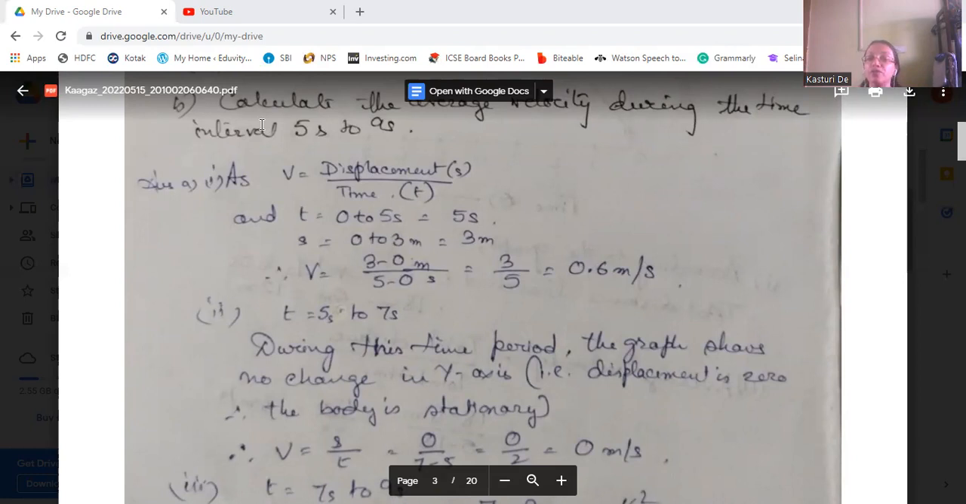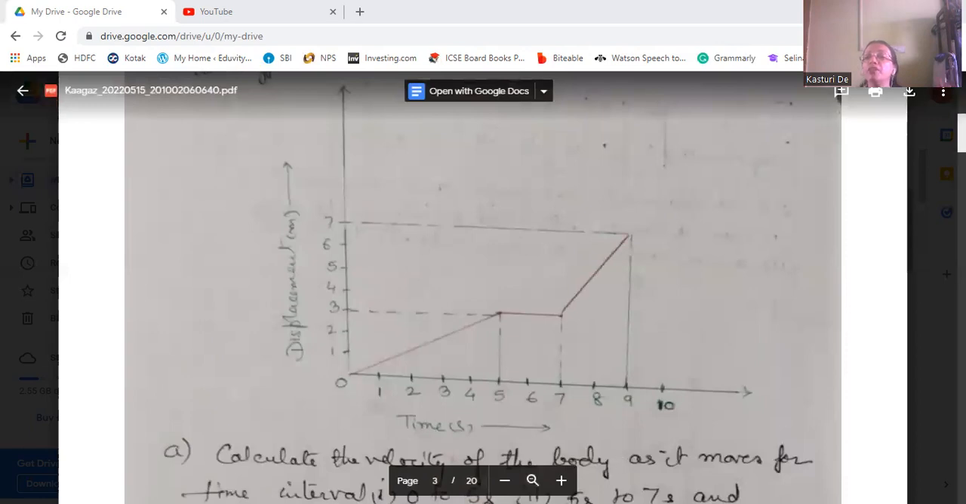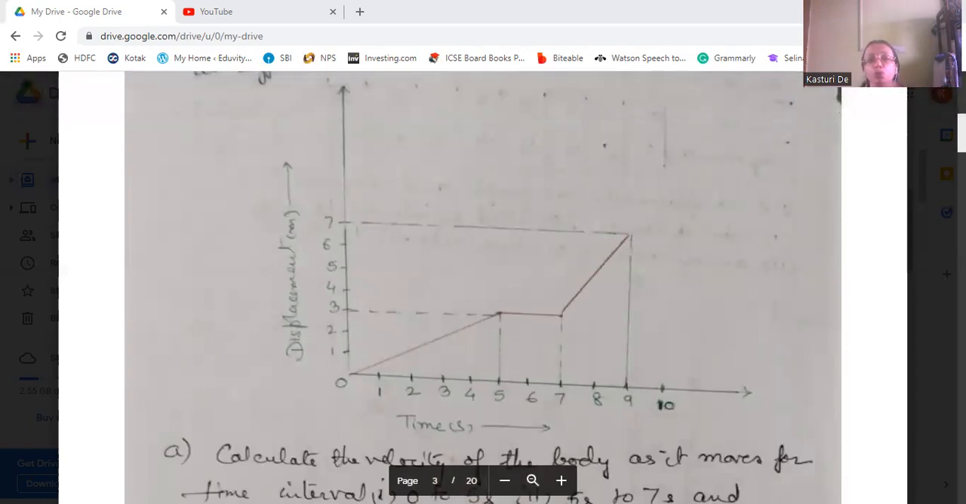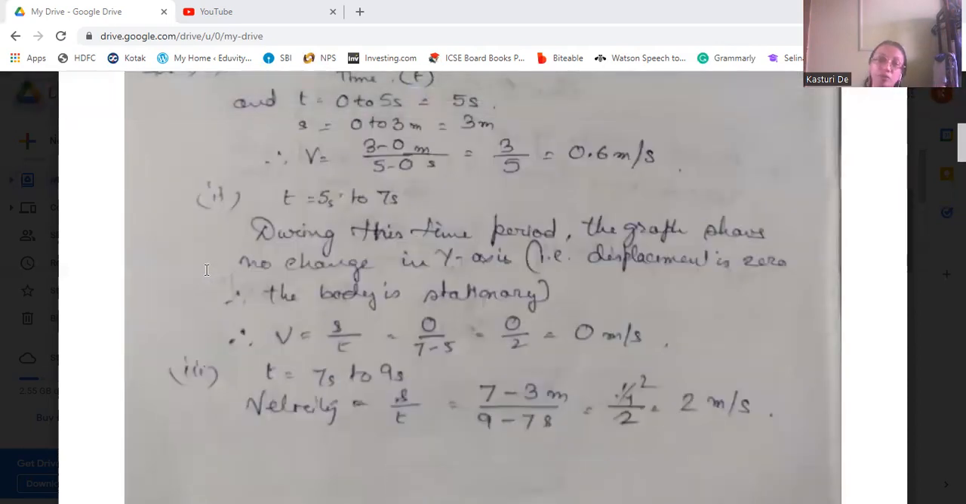Now from 5 to 7 seconds, there is no displacement because the displacement is showing 3 meters throughout. So it will be 3 minus 3, that will be 0. So no displacement, that means 0 by time taken, 7 minus 5, that's 2. So 0 meter per second will be the velocity.